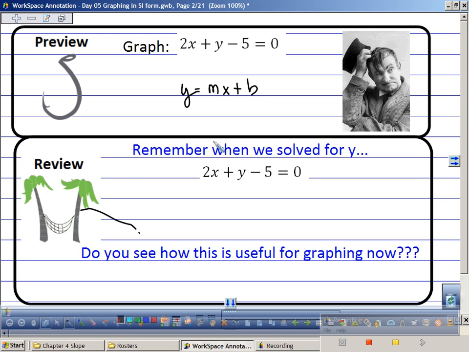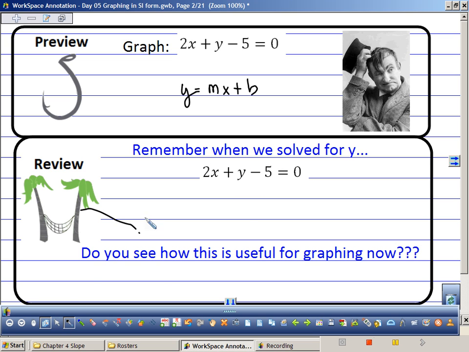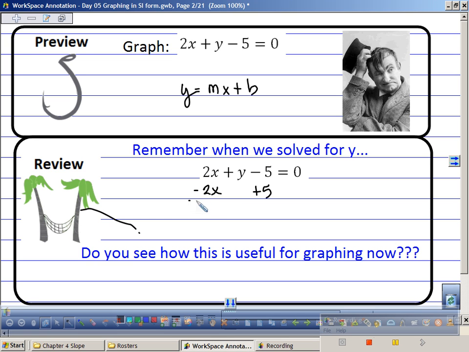Yeah. So, remember when we solved for y? Last week we finished doing that. So we know how to solve for y to put it into slope-intercept form. So let's do that. In order to solve for y, what would I do here? I could add 5 to both sides. I've got to move this over there, and I've got to move that 2x. How would I move the 2x? Subtract 2x from both sides.